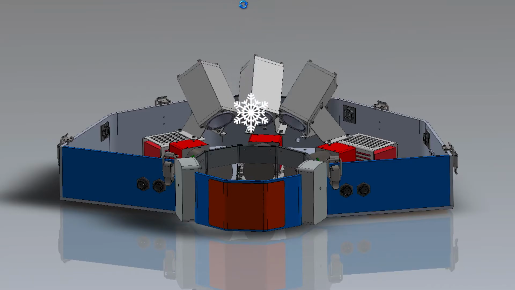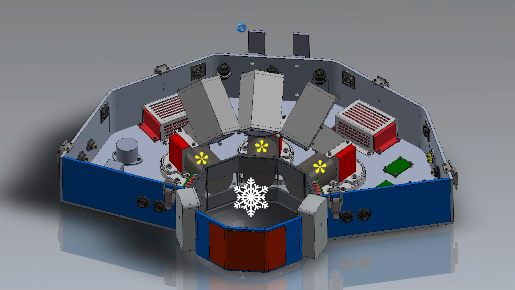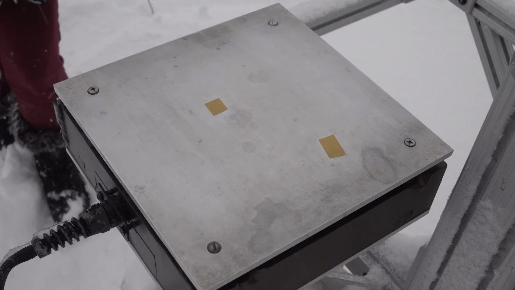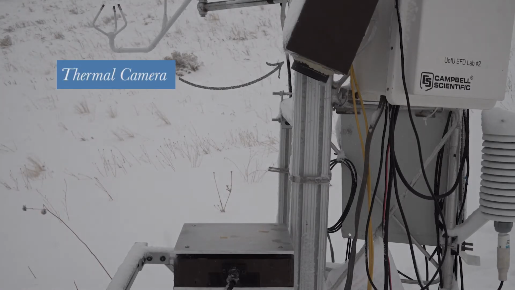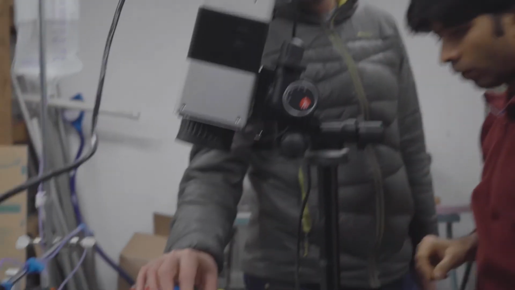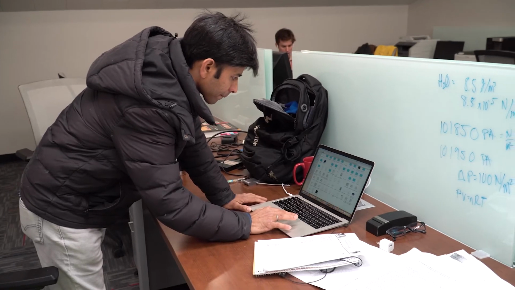When a snowflake falls through the aperture, motion sensors trigger cameras to take a high-speed picture. Then, the hot plate measures the snowflake's mass, and the thermal camera measures their temperature. Data is then interpreted from these instruments into visual models scientists can use to predict avalanches.